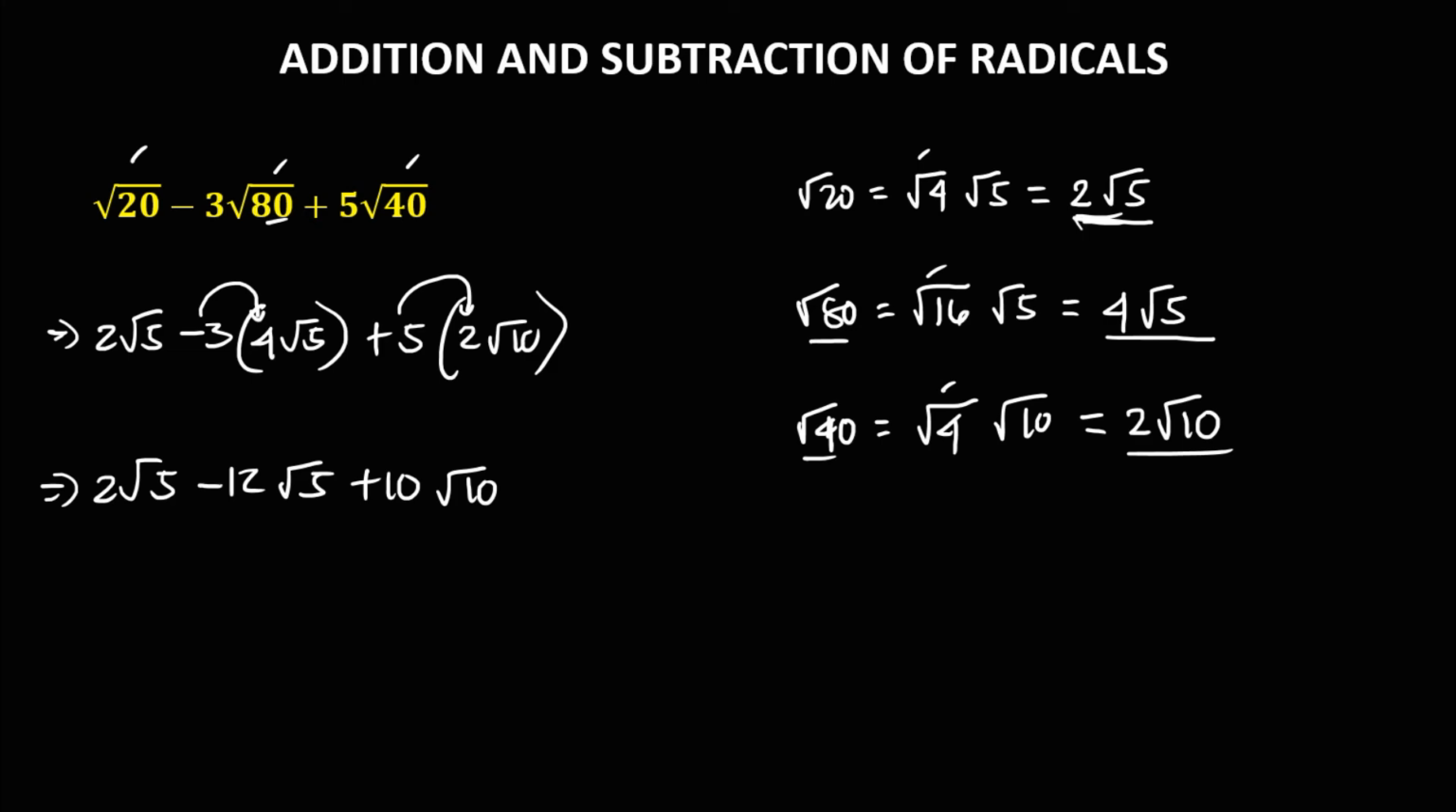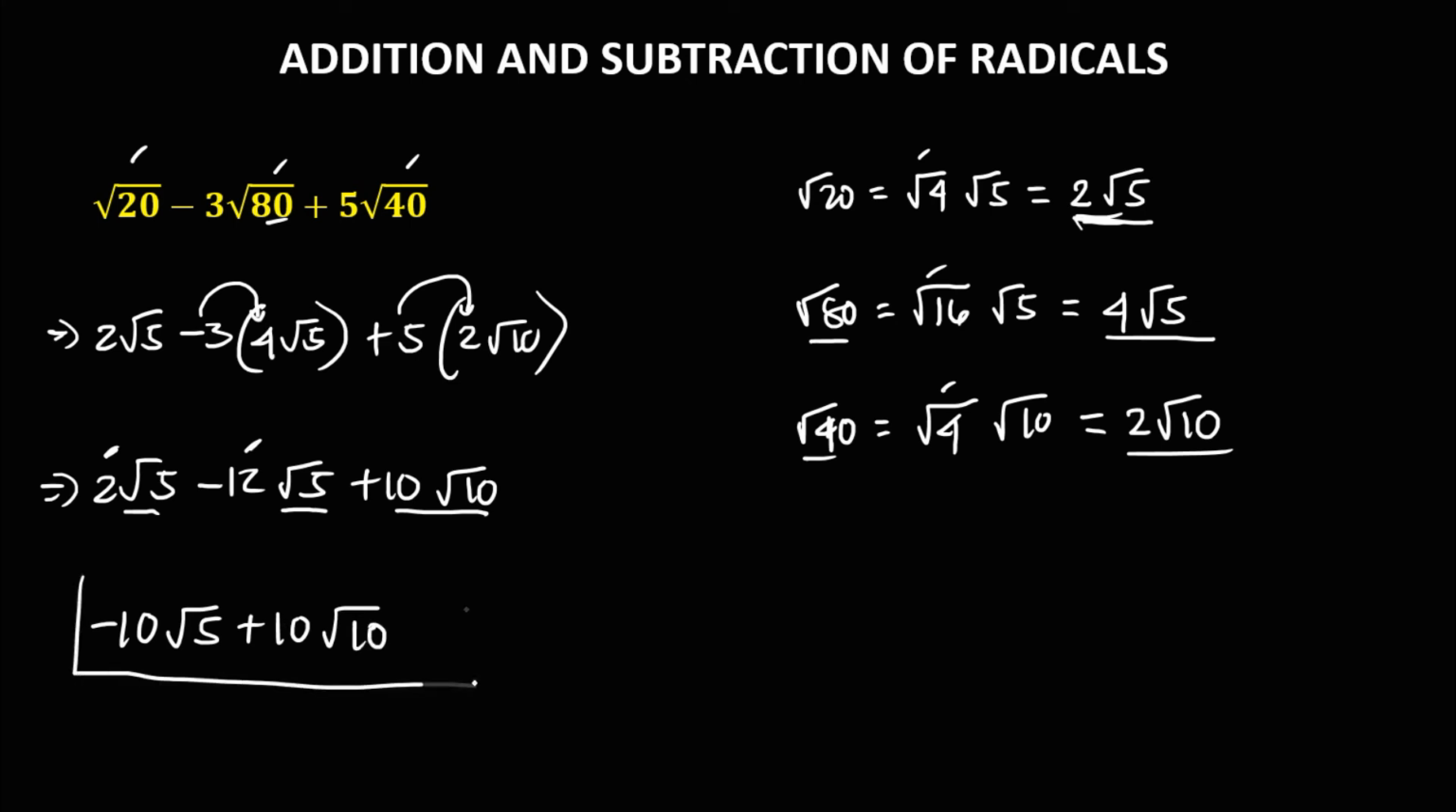Then combine the same radicand. So square root of 5 and square root of 5, we can combine these numbers. So 2 minus 12, this one is negative 10, then square root of 5. Then bring down this positive 10 square root of 10.